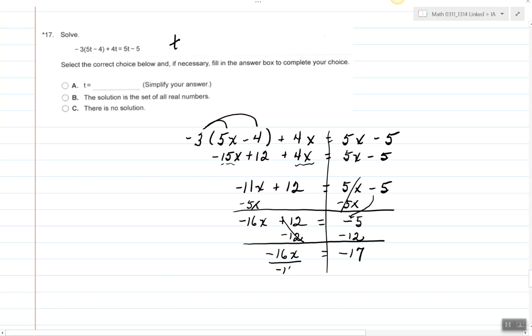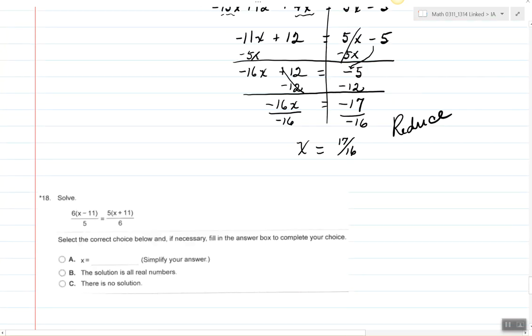Divide by the coefficient, which is negative 16, and x is, because negative 16 does not go into negative 17 evenly, all you do is reduce or simplify your answer, and the author of the problem in my math lab will expect a negative divided by a negative to become a positive, and so this is 17/16. And so now I'm back to thinking it's t, and it is 17 over 16. That's the first time I've had what you might call an ugly answer.